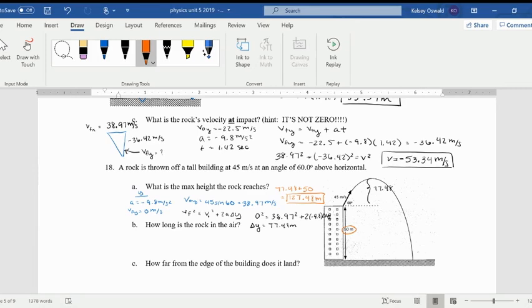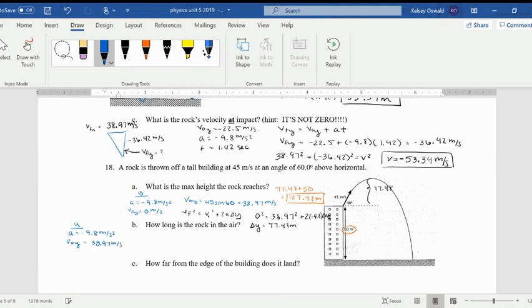Okay, so then for B, we want to see how long the rock is in the air. Again, when we're looking at the time in the air, we're going to look in that vertical direction, because it's those vertical components that'll determine how long it takes the object to hit the ground. So vertically, again, we know our acceleration is 9.8 meters per second squared. Here, our final velocity is not 0 because it's not our maximum height, but we still have the same initial velocity of 38.97 vertical.